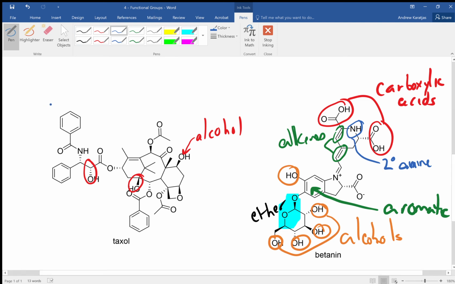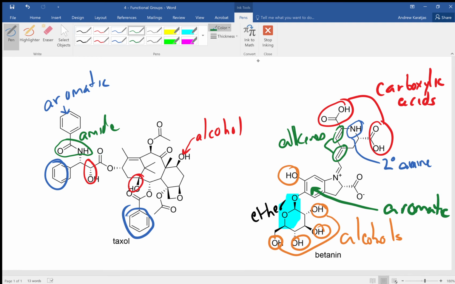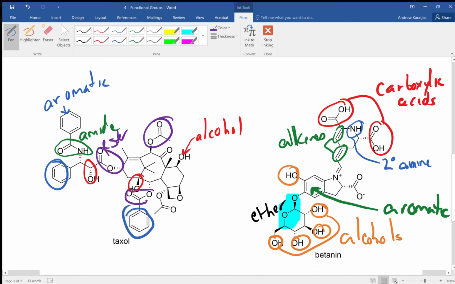Do we have any aromatic rings? One here, one here, and one here. Carbonyl bonded to a nitrogen is an amide. And then carbonyl bonded to an oxygen bonded to another R group is an ester. And we've actually got 4 esters in this molecule. Anything else? Yeah, we've actually got 3 more.